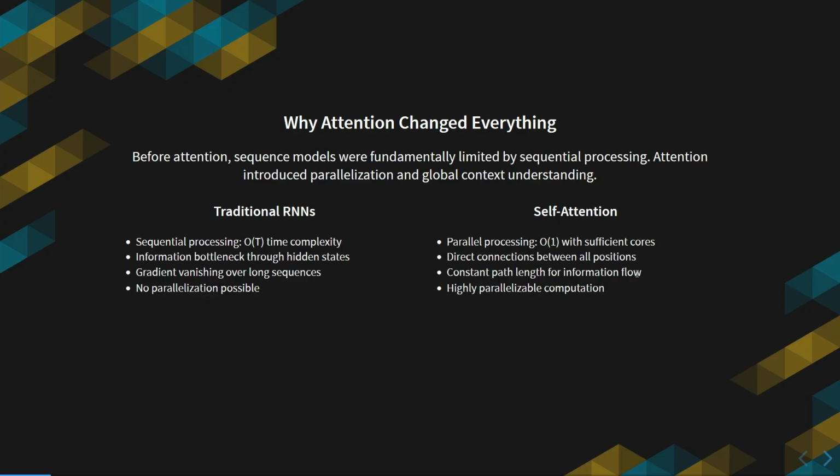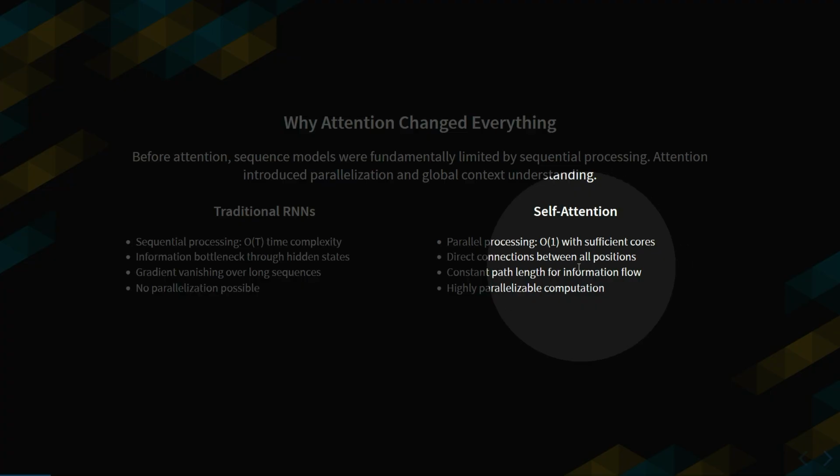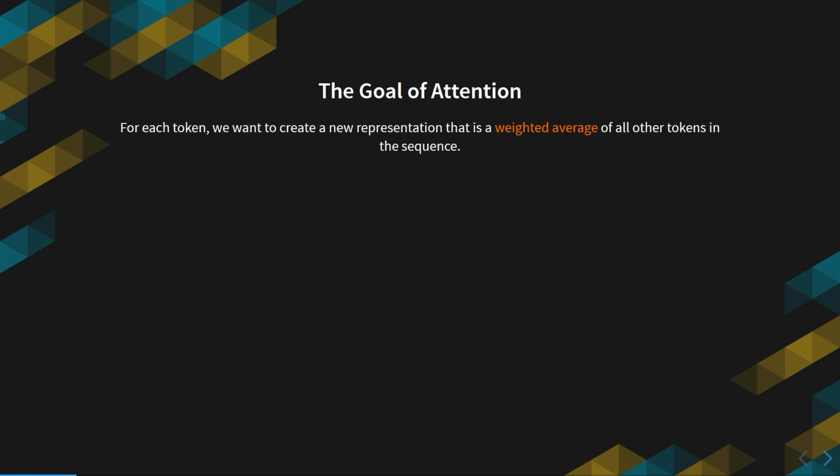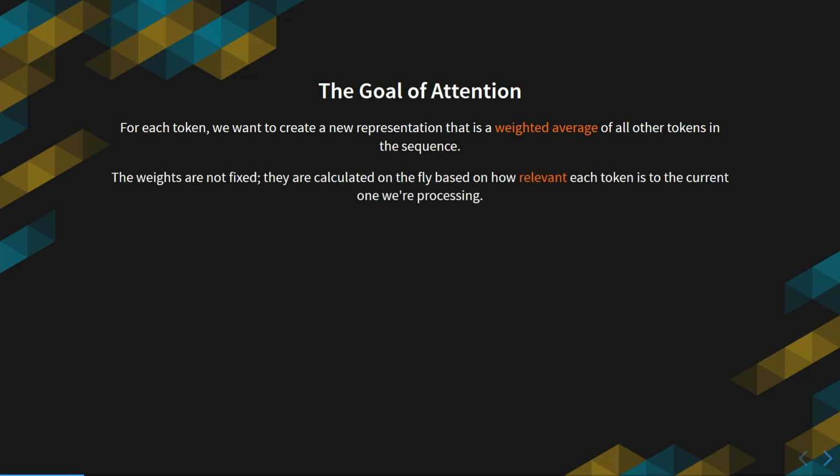Then self-attention changed everything by introducing parallel processing, which is O(1) time complexity if you have enough cores. It creates direct connections between all positions in the sequence with constant path length for information flow. The core insight is revolutionary: instead of sequential hidden states, we compute attention weights between all pairs of positions simultaneously. For each token in our sequence, we want to create a new representation that is a weighted average of all the other tokens. The key insight is that these weights are not fixed. They're calculated dynamically based on how relevant each token is to the current one we're processing.